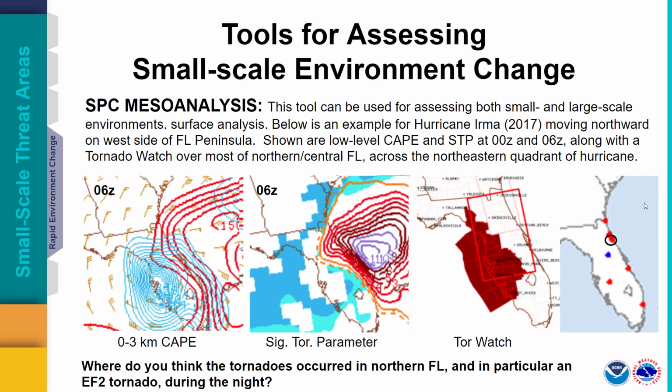Now, there are other data sets that one could look at to target this threat, but isn't it interesting how well these two fields pinpointed the threat, not further inland where instability was minimal due to widespread rainfall, despite tornado watch coverage. This allowed accurate, targeted threat messaging focused on the coastal counties of northeast Florida.